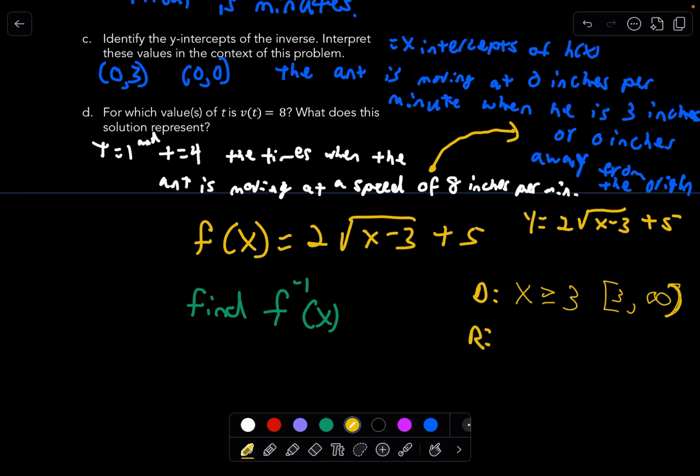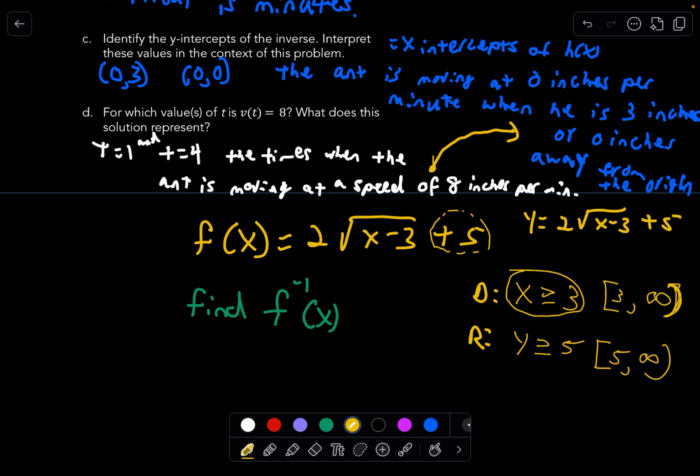Now you're wondering, Mr. Eagleson, am I going to require you to know this set notation? No, I'm just going to start to show it to you to get you used to it. I'll be looking for something like this. Now, the range, you should know, starts at the beginning point and only goes up. So the lowest point on this graph is the 5. So the range is y is greater than or equal to 5, which would be [5, infinity).